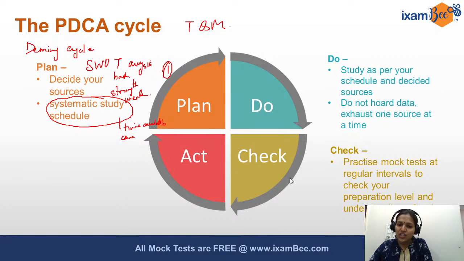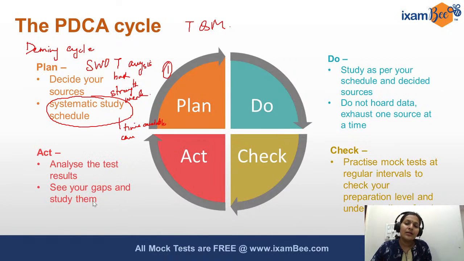Okay. Check, according to me, at this level will be checking the level of your preparation. So give mock tests, practice at regular intervals so that you know where you are going. Are you going in the right direction or not? It's very important to keep checking that. And act. Once you give the test, analyze, again see what your weak points are, what your strengths are, which areas you need to study more, which are the areas you can leave for revision, and again, according to those outcomes, plan again, execute again, check again, till you give the exam and actually become an RBI Grade B officer.